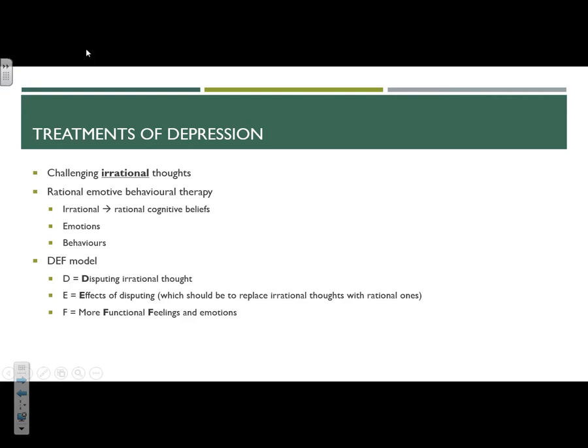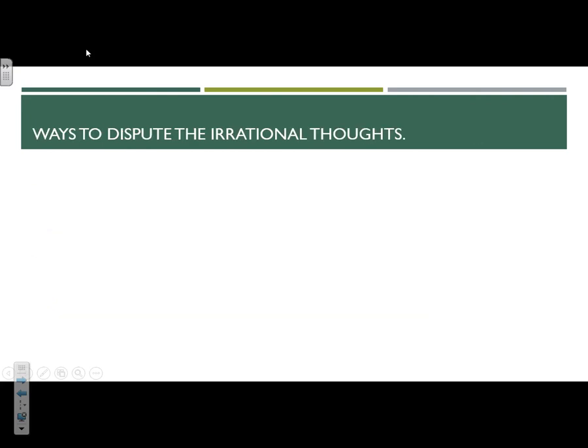There are 3 types of disputing. So they would have a discussion that would dispute them. Then we'd see the effect of the disputing, which should be to replace those irrational thoughts with rational ones. And then finally the F is for more functional feelings and emotions. So once those irrational thoughts are replaced with the rational ones, then your feelings should become more healthy and more functional. So, ways to dispute the irrational thoughts.